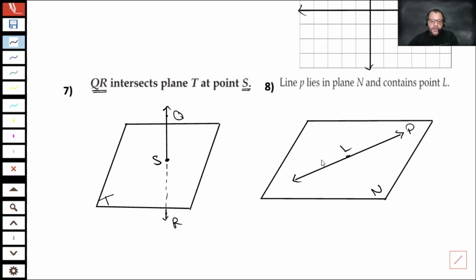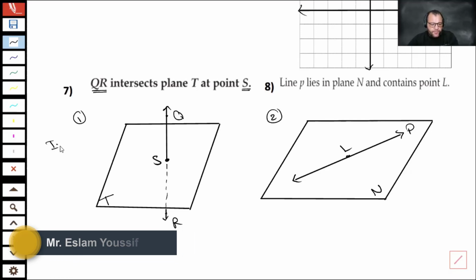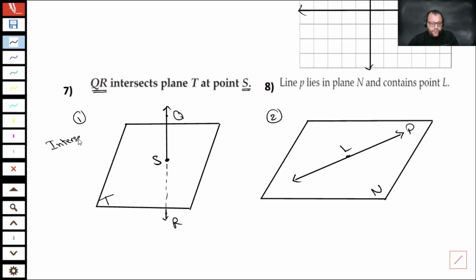Now what is the intersection between the plane and the line? In case number 1 and in case number 2, what is the intersection? In number 1, the line intersects the plane, and in number 2, there's no intersection. In number 1, the line intersects the plane at S. The intersection is at the point S.